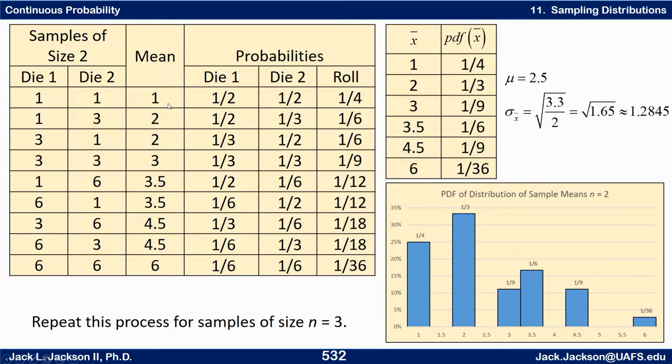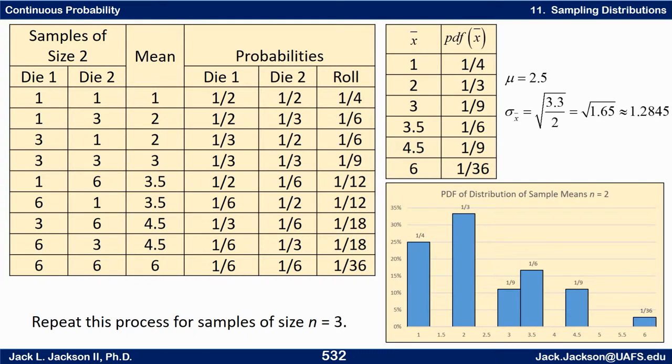So the probability that the mean is 1 is 1/4, so x bar is 1, the probability is 1/4. For 2, there are 2 of them with 2s here, so we need to add these two 1/6s together to get 1/3. Same way, only one 3, so that's 1/9 there. Two of them are at 3.5, that's 1/6 there, and so forth. And we have the probabilities there. So that's the PDF of the x bars.